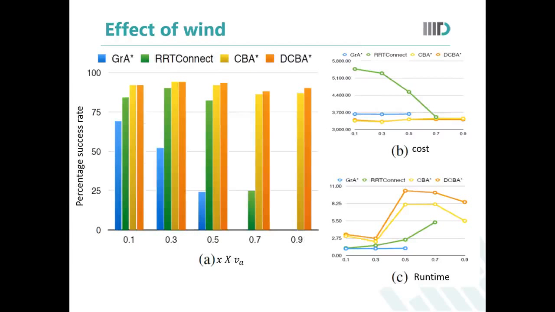The effect of wind is interesting: there are no paths for RRT or A star when the wind is very close to the actual flight speed of the vehicle. And on RRT connect, A star really doesn't work at anything more than half the wind speed. Similarly, we have similar costs, and there is a slight increase in the runtime because you need to search more.